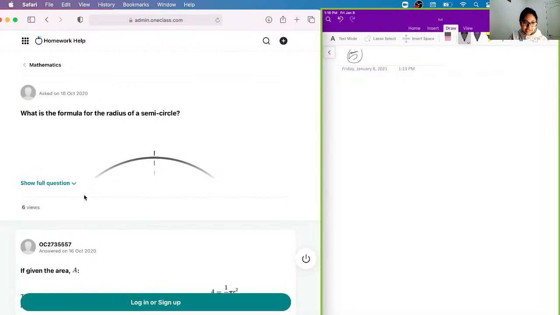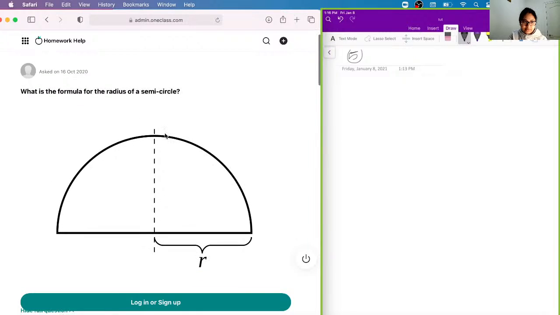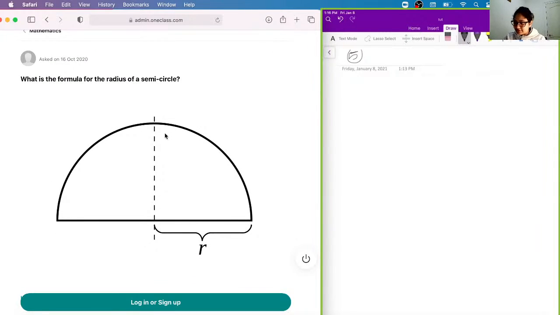Okay, so our next question says, what is the formula for the radius of a semicircle? Let me draw out the semicircle here. There's a dotted line in the middle. And so we're trying to find out the radius of this part of the semicircle.